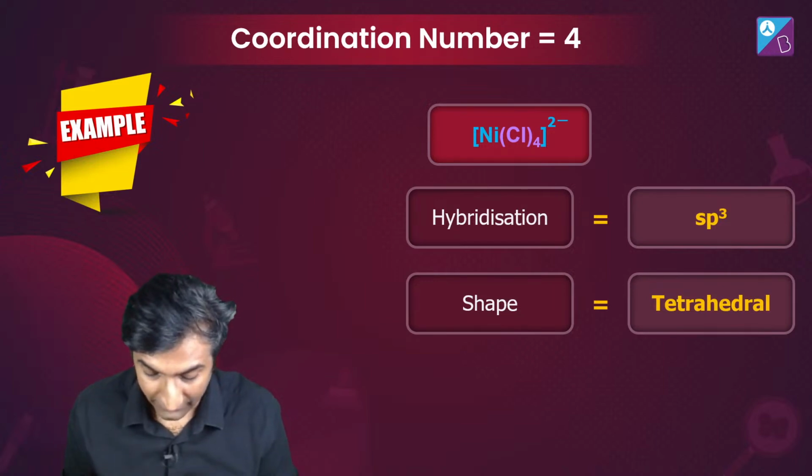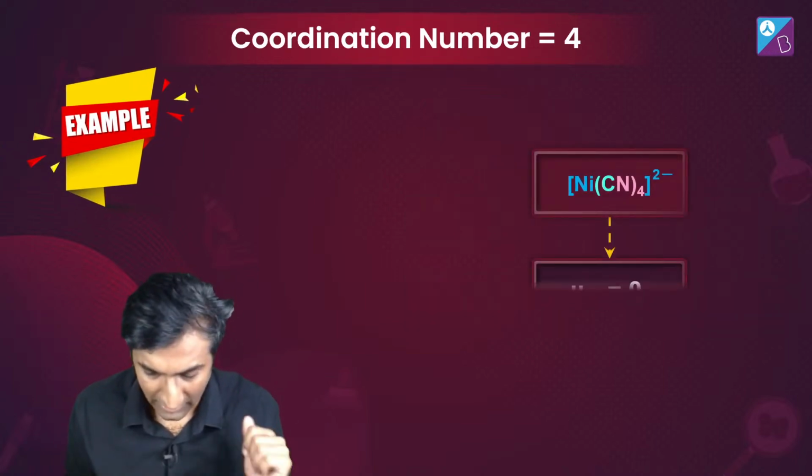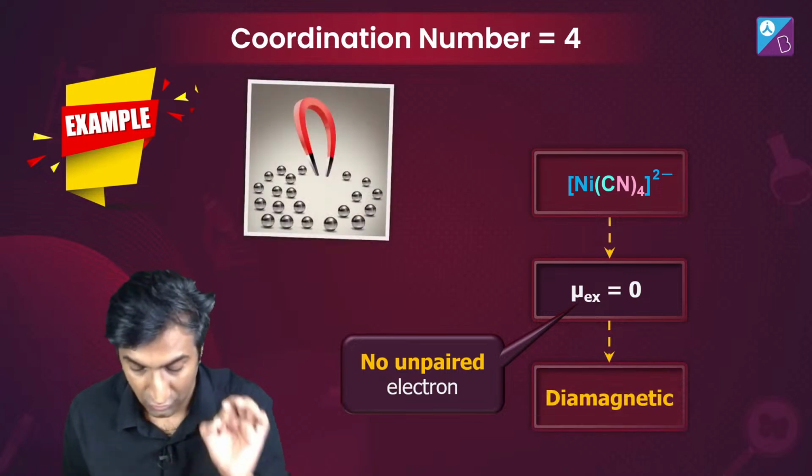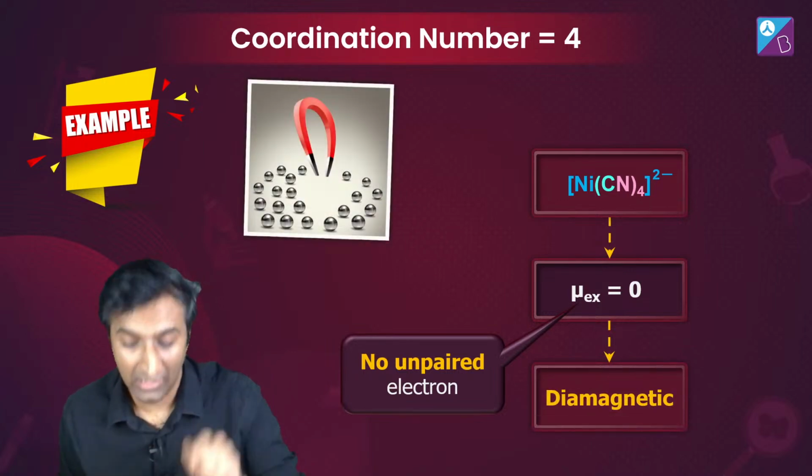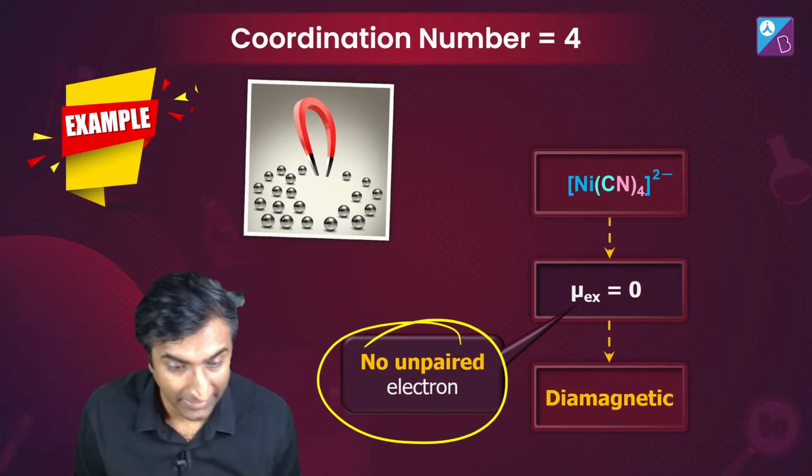Okay, now look at this. NiCl4 था, अब NiCN4 2 minus. Similarly, now अब मैं cyanide ions को ले रहा हूँ. This has no unpaired electrons.